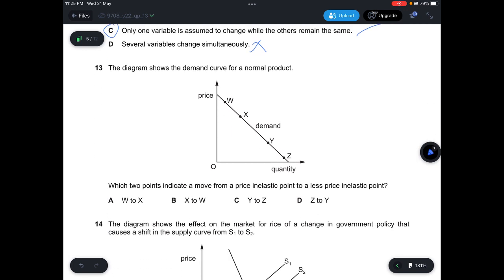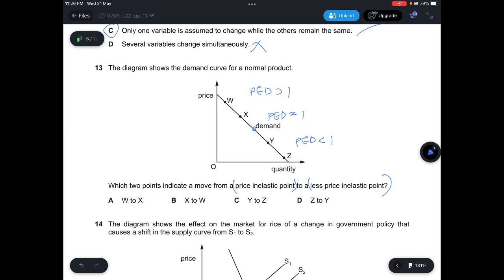Question 13, the diagram shows a demand curve for a normal product, at which 2 points indicate a move from a price inelastic point to a less price inelastic point. So around W and X, this is where the PED would be more than 1, and then somewhere in the center of this area that I drew a point on, there will be PED equals to 1. For Y and Z, there will be PED less than 1. So now we are trying to move from a price inelastic point to a less price inelastic point. So this could be somewhere from Z to Y or Y to X.